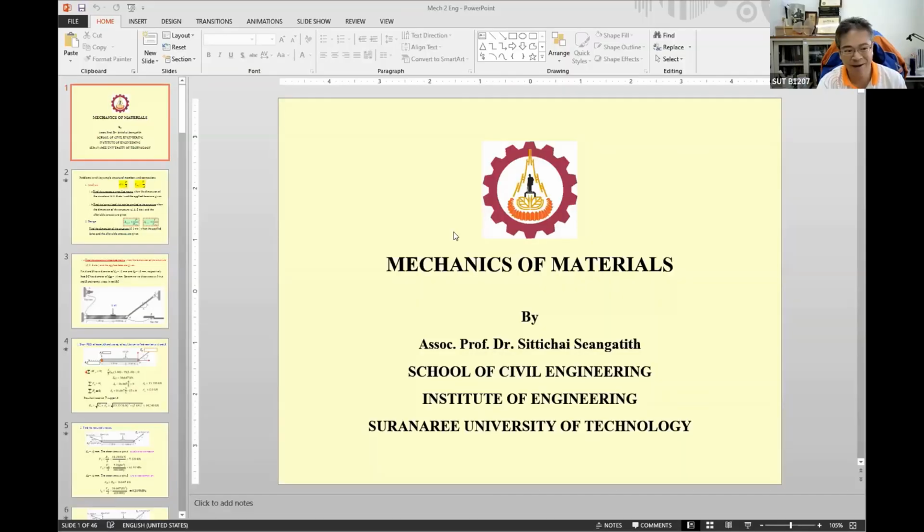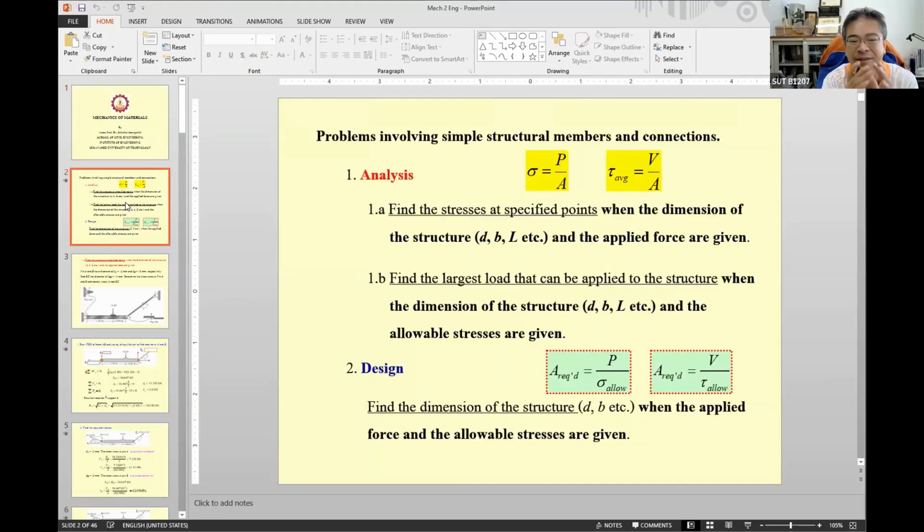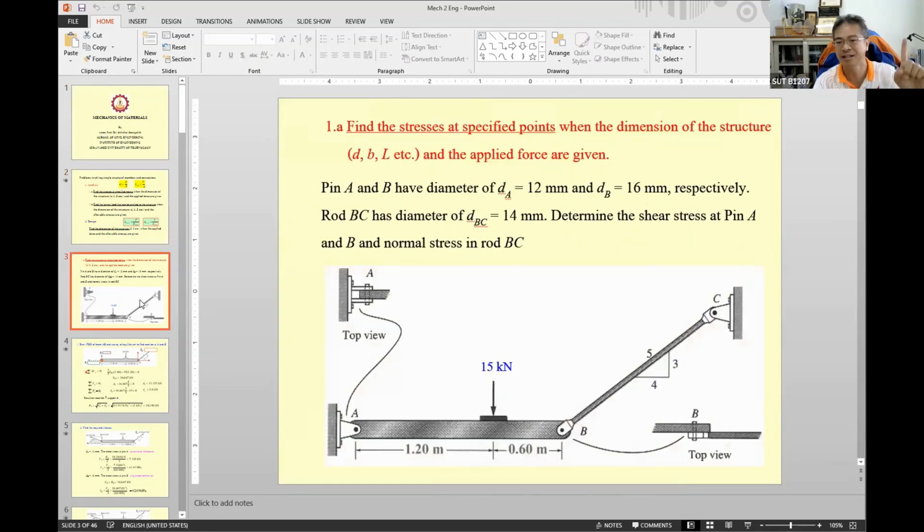In the next lecture, Ajahn will not go directly to chapter 2. Ajahn will come again with a review of these 3 types of problem. Why? Because this is the main thing for the learning outcome. You guys must know it. And I will show you one picture.